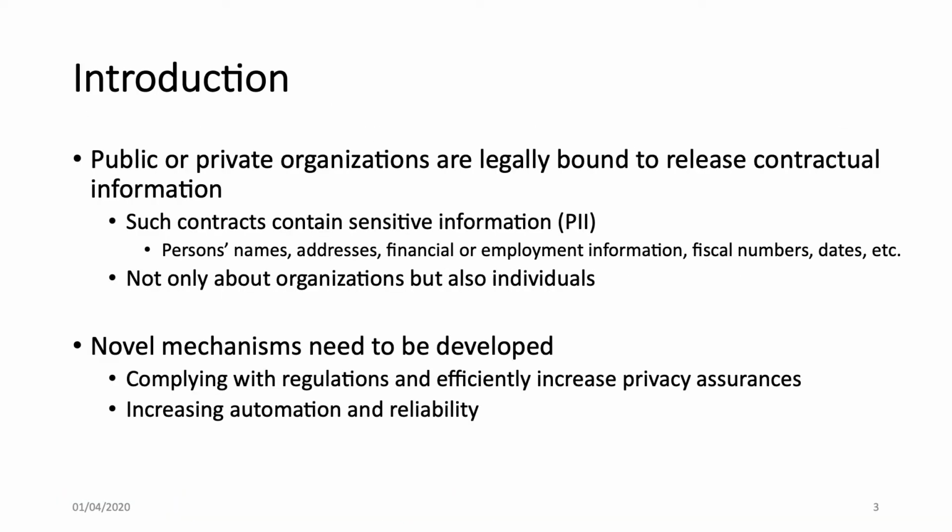So the problem is that public or private organizations are legally bound to release contractual information, and such information many times contains sensitive data. So this is also personally identifiable information. And this relates not only to organizations but also to individuals. And since there's a lack of mechanisms that help organizations to protect and process the sensitive data, we think it's important to develop novel mechanisms that comply with regulations like the GDPR and that efficiently increase the privacy assurances.